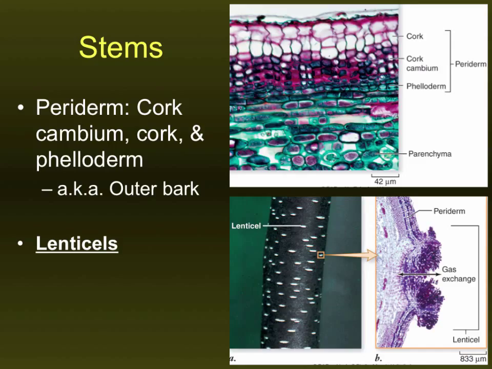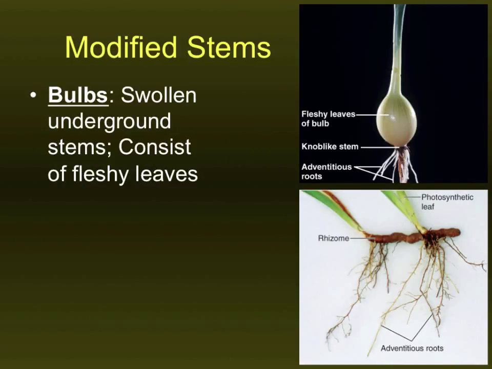Probably the place you're most familiar with lenticels would be on an apple. You think about an apple, think about those little tiny white spots on the outside of the apple. Those technically are lenticels that are allowing for gas exchange with that fruit.